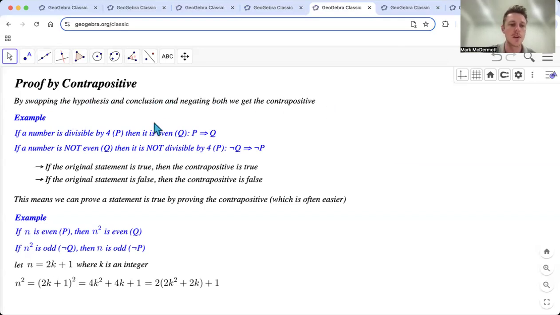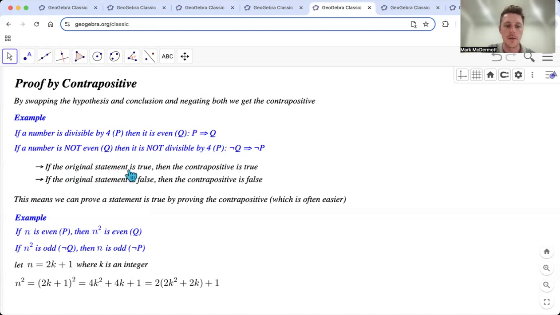For example, if a number is divisible by 4, that's our first thing, P, then it is even, Q. So hypothesis, conclusion: P implies Q. If a number is not even, not Q, then it is not divisible by 4, not P. So we would say not Q implies not P. You don't actually need to know this symbol for the specialist course, but this is how you would write it using logic. Not Q implies not P is the contrapositive of this situation. Swap them and negate them.